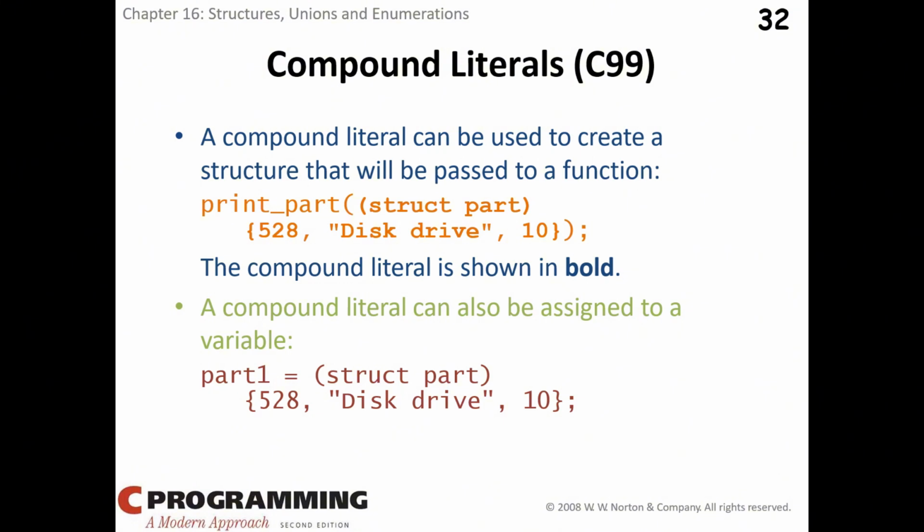And next, let's see how a compound literal can be assigned to a variable. Here at the bottom of our slide, the compound literal struct part, 528, disk drive, 10 is assigned to the variable part1, and is effectively initializing it with the specified values. This approach provides us with a concise and efficient way to create and initialize structures in C. And they can be particularly useful in scenarios where temporary structures are needed, or when we are initializing structures directly within function calls or assignments.